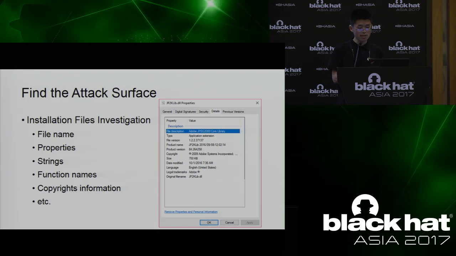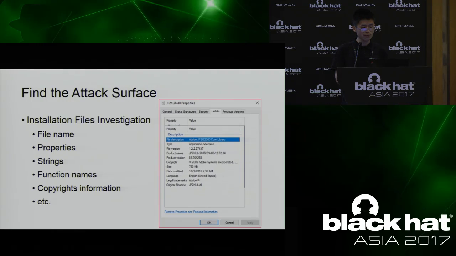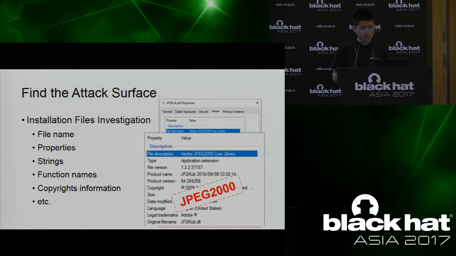So here, let's take the jp2klib.dll file, for example. We can find this file in Adobe Acrobat and Reader's installation directory, and take a look at the property page of this file. We can easily figure out that this file is responsible for decoding JPEG 2000 images.